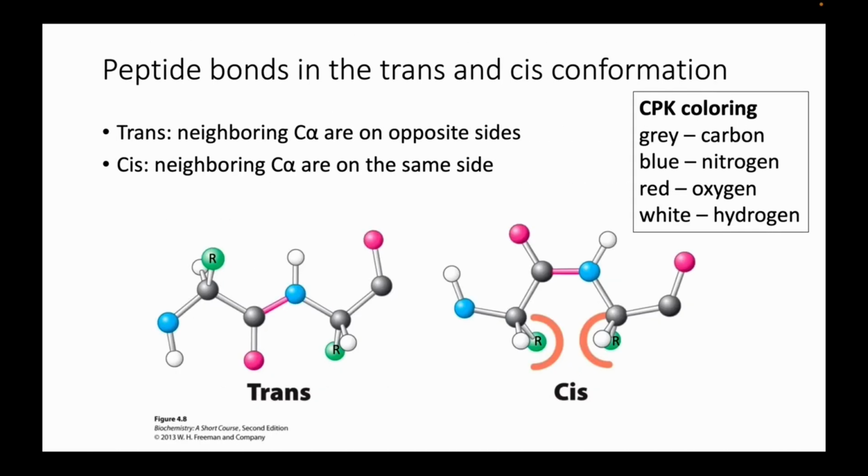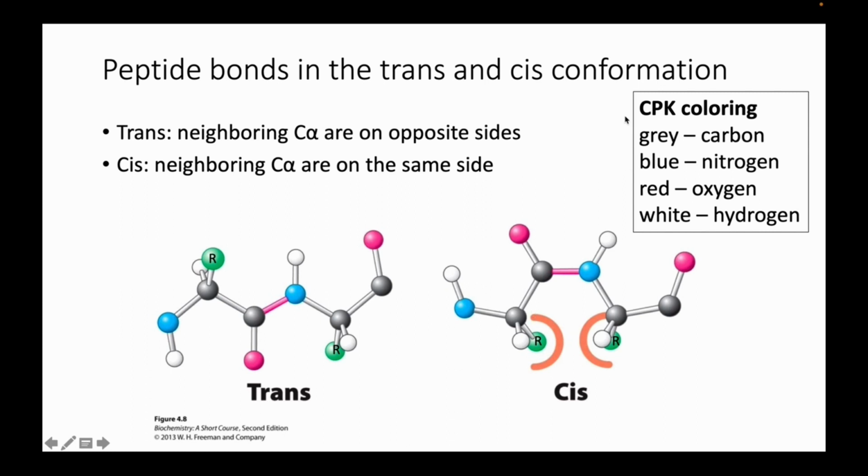Just to show that a different way, again, here's your peptide bond. When we have the trans conformation, like what you see on the left, your neighboring C alpha carbons are on opposite sides of the peptide bond. In pink here, that's your peptide bond. When you're in trans, these are pointing in different directions. Versus when we have the cis configuration, now our alpha carbons are on the same side. So this peptide bond is in cis.